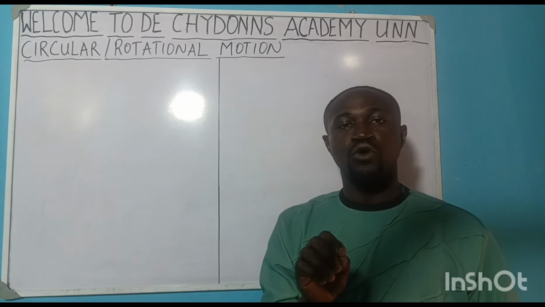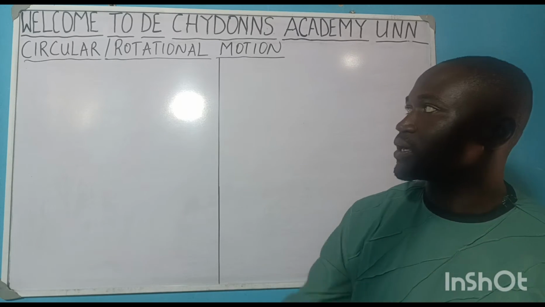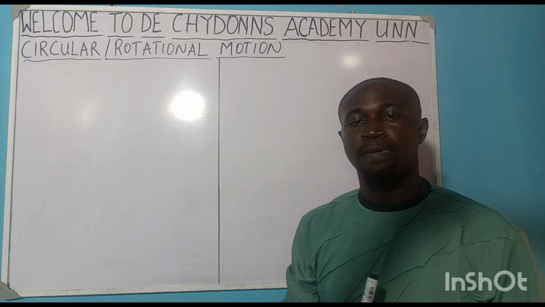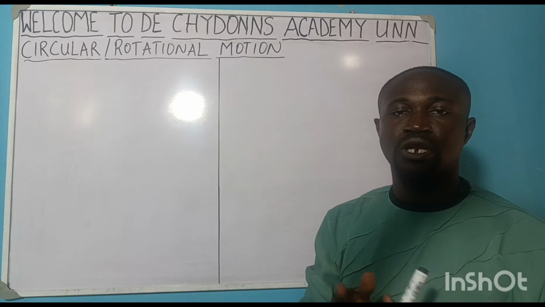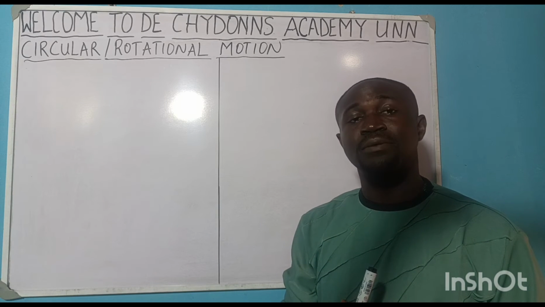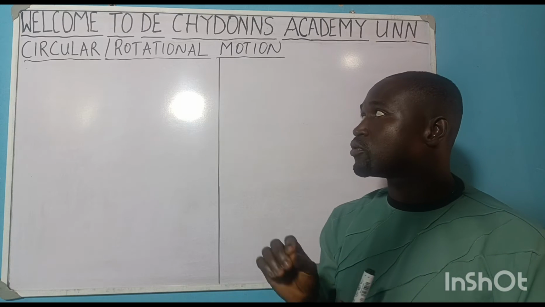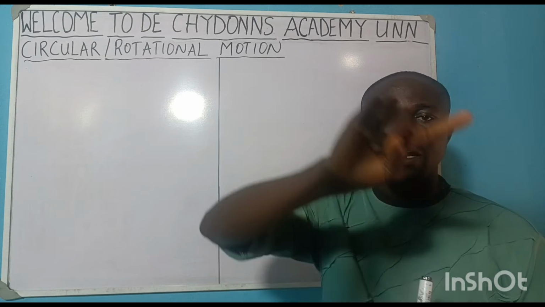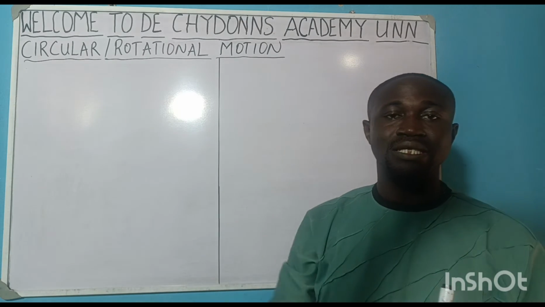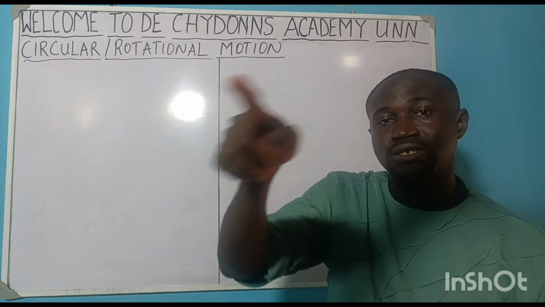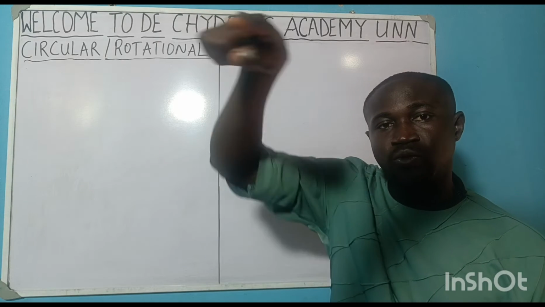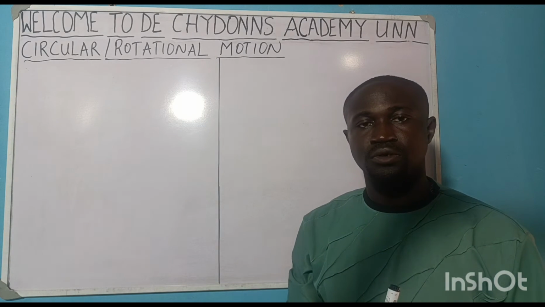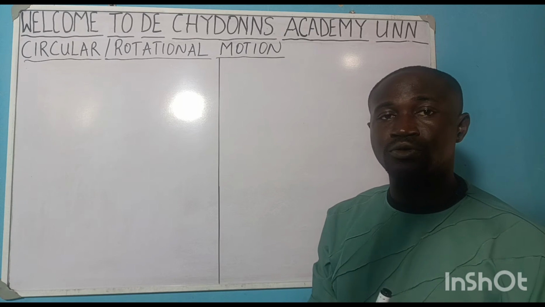In today's video, we will be discussing the topic circular or rotational motion. What is circular or rotational motion? It's important to say that circular or rotational motion simply means movement of a body around a circular path. When anybody is moving around a circular path, we say it is undergoing circular motion. What are some of the examples?